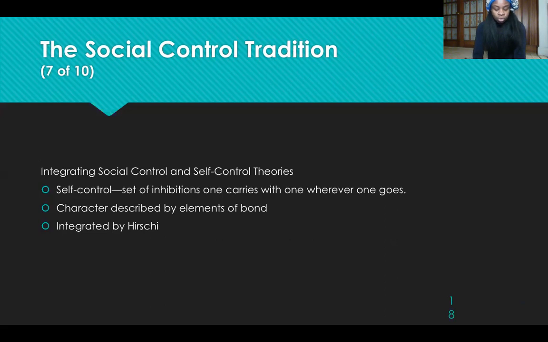Integrating social control and self-control theories. Hirschi welds the social control and self-control theories together with two simple sentences. Self-control is the set of inhibitions one carries with one wherever one goes. Their character may be initially described by going to the elements of the bond identified by social control theory: attachment, commitment, involvement, and belief.